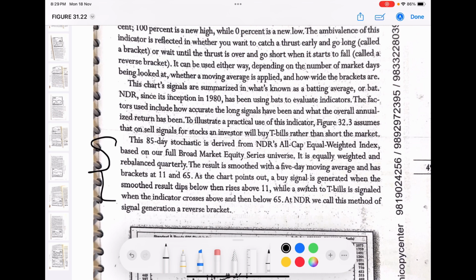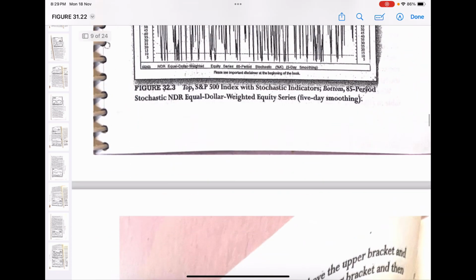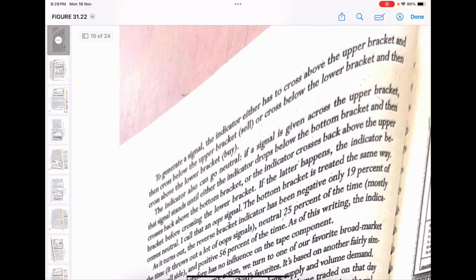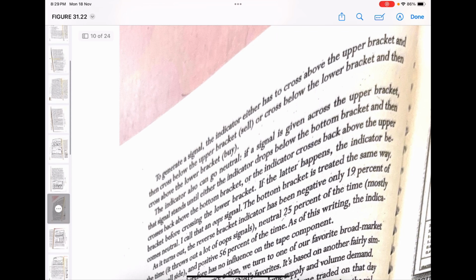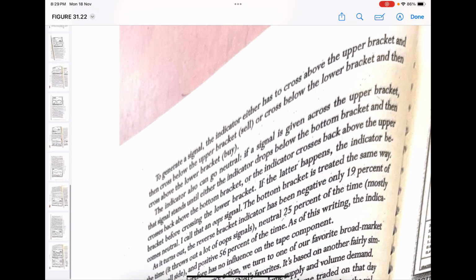Okay, so I hope you understood this. Whatever result we have, we are going to smooth it with a 5-day moving average, and it has brackets of 11 to 65. Whenever the result dips below and then rises above 11, then you buy, and whenever it goes above 65 and then comes down, then you are basically going to sell. To generate a signal, the indicator either has to cross above the upper bracket and then cross below the upper bracket, or cross below the lower bracket and then cross above the lower bracket.